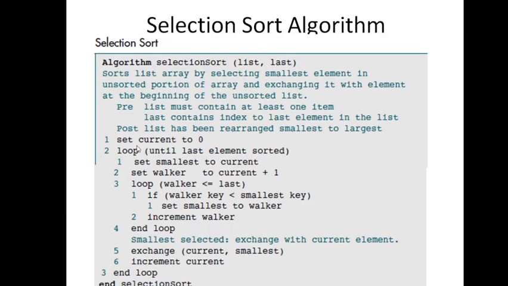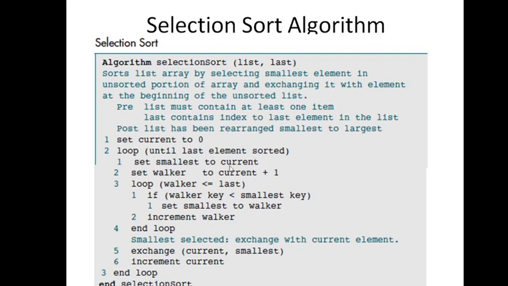This is the algorithm given. The prerequisite for this algorithm is that the list must contain at least one item. It should not be an empty list, and we need the index to the last element in the list. So we will be using a variable called last, which will point to the last element in the list. Now the logic is simply: loop until the last element is sorted.